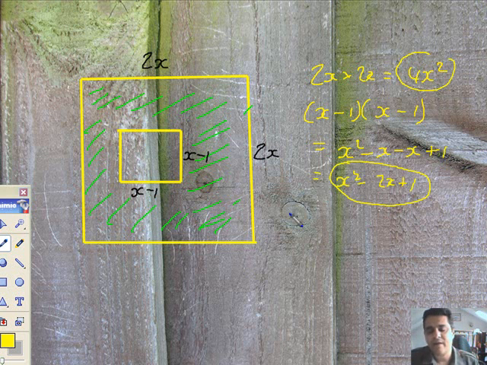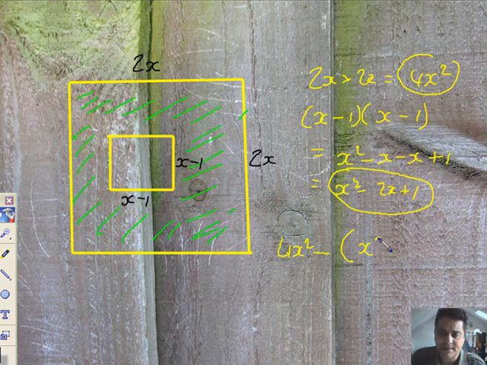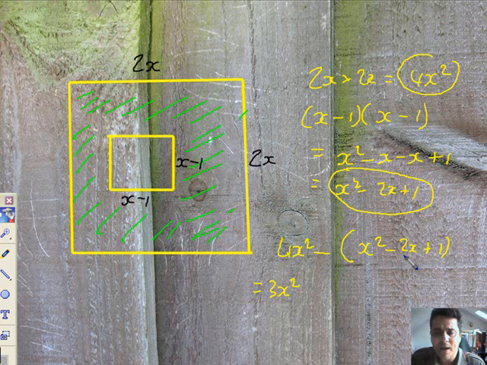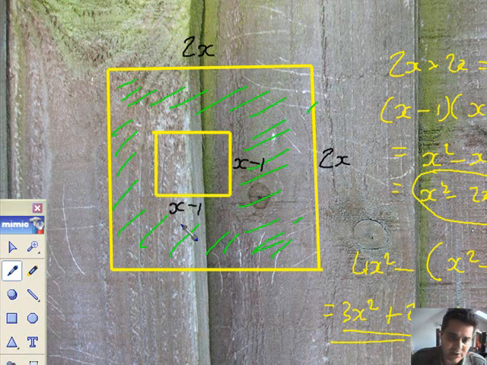So be very careful working here. So it's 4x squared subtract this. Now watch what I'm doing. I'm doing this for a reason. 4x squared minus x squared is 3x squared. Now minus 1 times minus 2x is plus 2x. That's why I put a bracket round it. Minus 1 times 1 is minus 1. So that is the area of the shaded part in green, just there all around the edges.